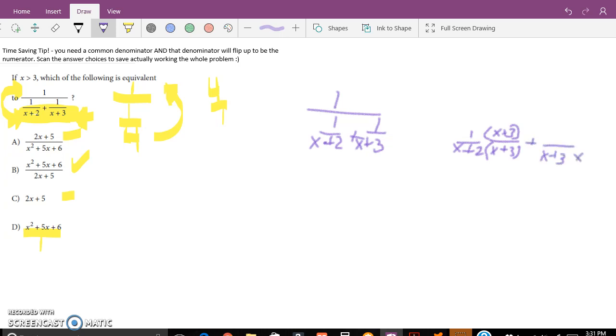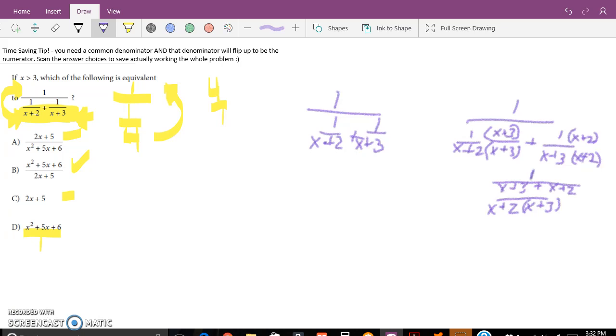So just to refresh your memory, when we have fractions like these, we're going to have to multiply them together to get that common denominator. Need that common denominator. So right here, our common denominator is x plus 2 times x plus 3. And then over here, we'd have x plus 3 plus x plus 2. And again, that's in this complex fraction.